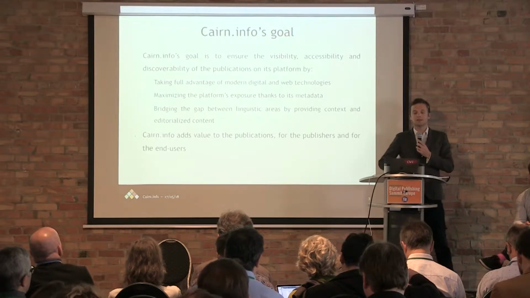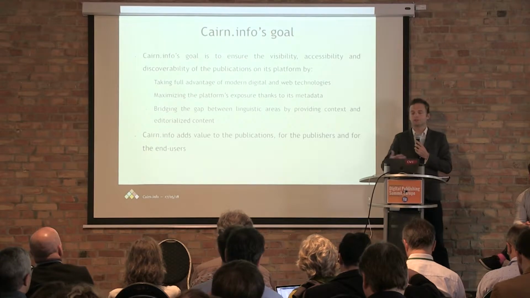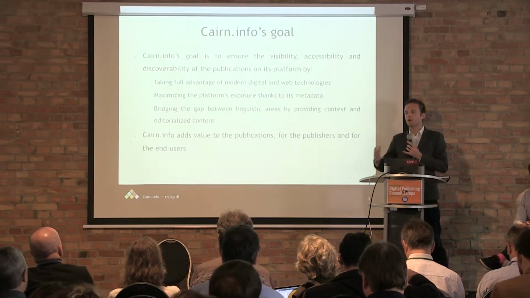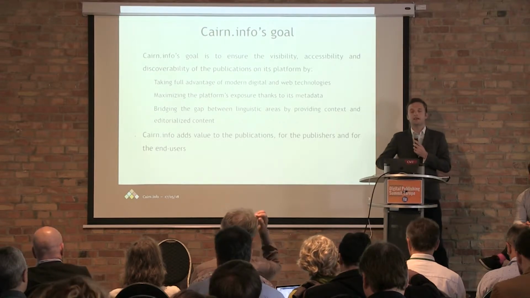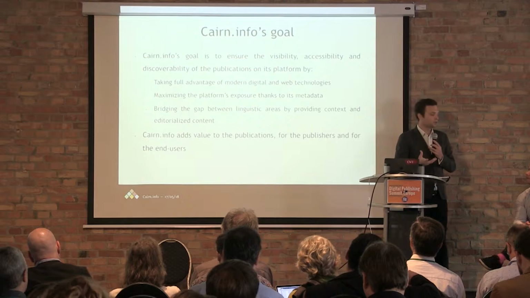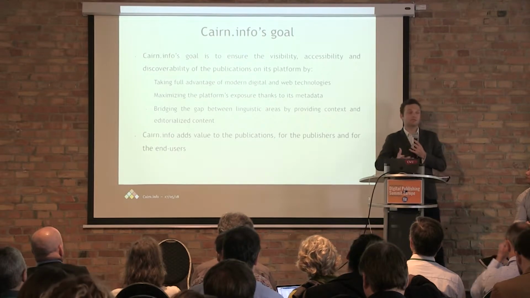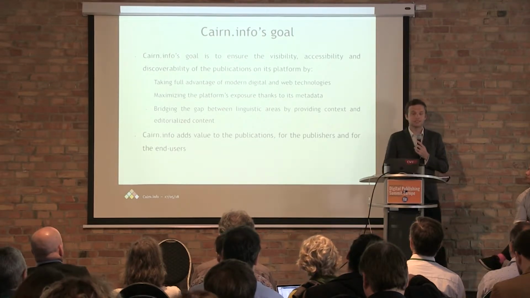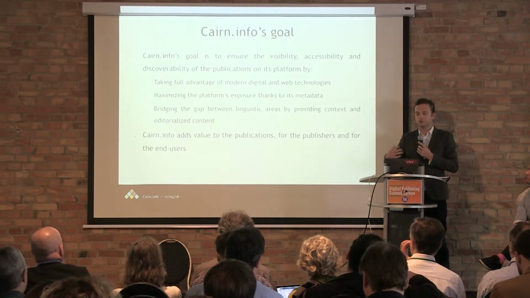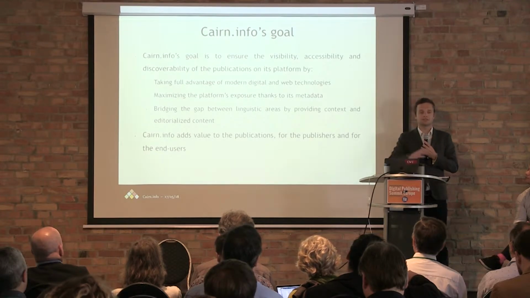And if I had to give you the one goal of Cairn, it's to ensure the visibility, the accessibility, and the discoverability of the publications that are available on the platform. And we do that through different means. It's taking full advantage of modern digital and web technologies. It's maximizing the publication's exposure thanks to the metadata. And then it's also using the content on the platform in different ways to provide context and editorialize content and essentially create new products. In one sentence, Cairn.info adds value to the publications, to the benefit of the publishers and the end users.